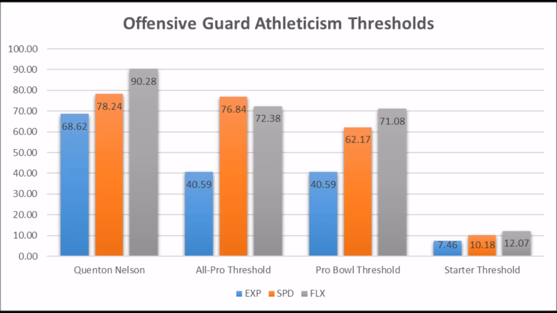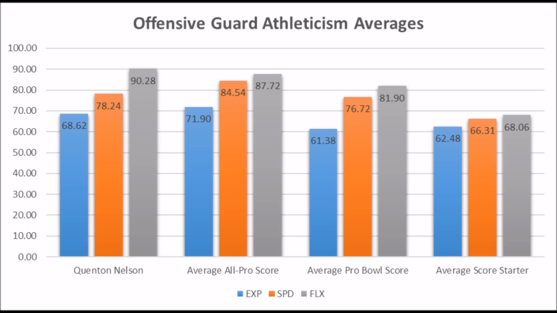And then when you get to his actual athleticism scores, he had a 68.62 explosive lower body strength score, 78.24 speed score, and a 90.28 flexibility score, which hits all the minimum thresholds for the most part for all-pro potential, Pro Bowl potential, and starter potential. When you look at the averages at the position, he pretty much hits more so within the averages of a Pro Bowl player than an all-pro player, but still a very, very good overall profile.